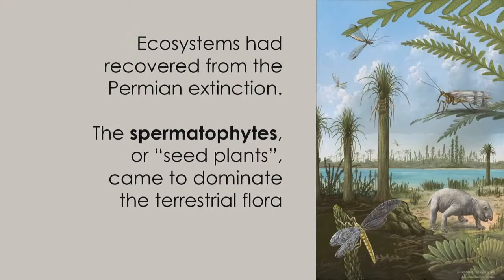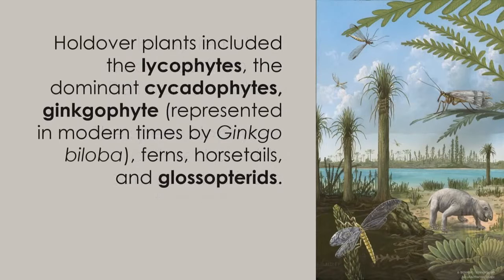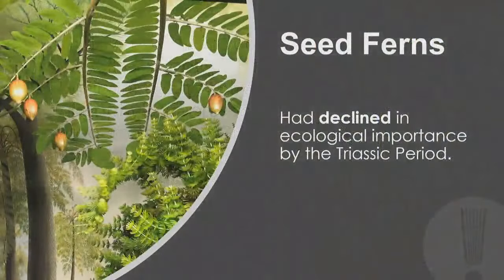Ecosystems had recovered from the Permian extinction. The spermatophytes, or seed plants, came to dominate the terrestrial flora. So these sporophytes are starting to take a back seat, a little less dominant role in the plant world. Holdover plants from the previous time period, Paleozoic era, include the lycophytes, the dominant cycadophytes, or those cycads, and the ginkgos, ferns, horsetails, and some of the glossopterids. Seed ferns had declined in ecological importance by the Triassic period.